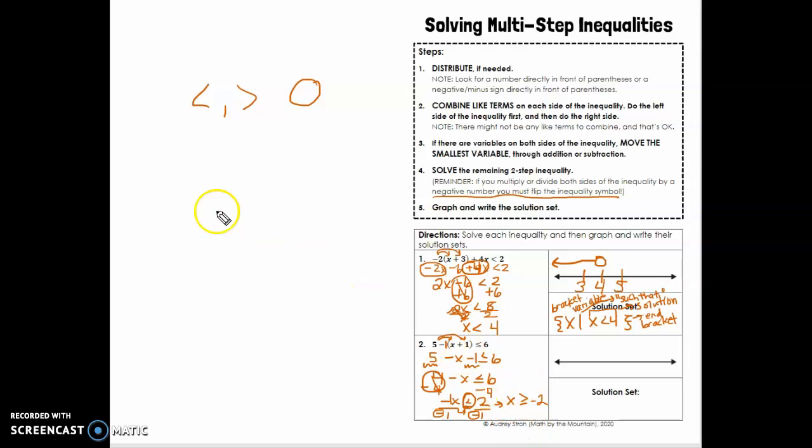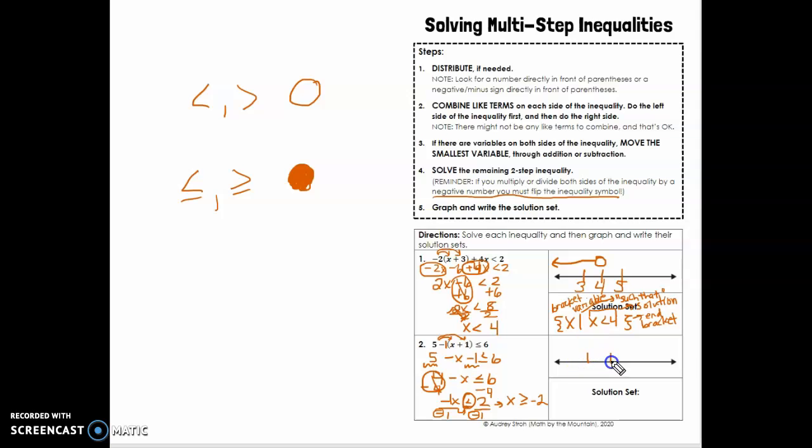Okay, well this time I have a greater than or equal to or less than or equal to sign, and that does include negative 2 as an answer. So I'm going to have a solid dot. I'm going to fill that one in, and that's going to make it so that I know negative 2 is a solution.